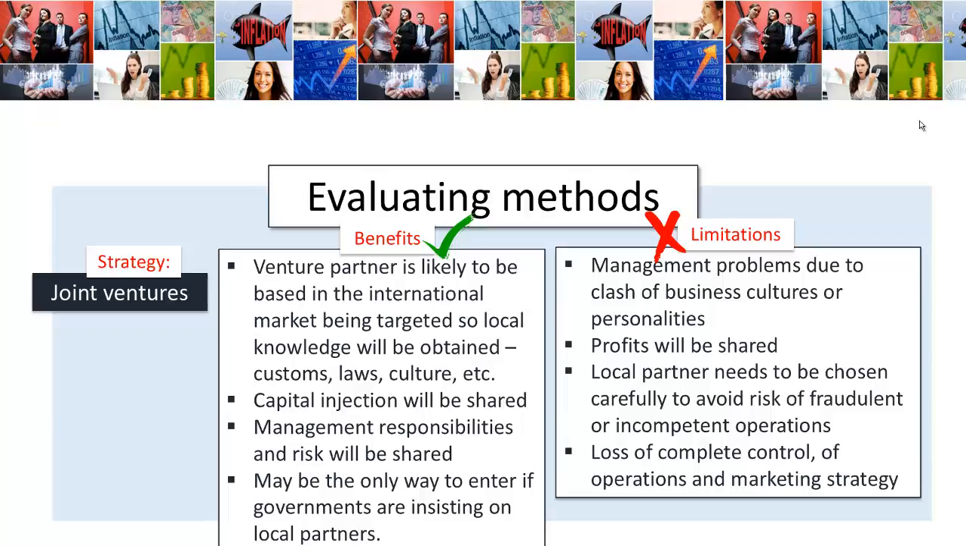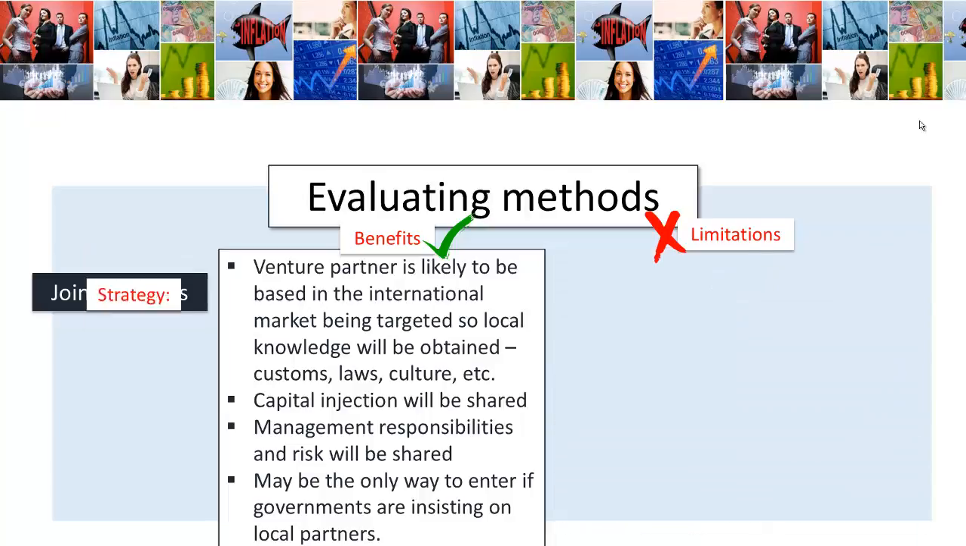Limitations, management problems due to clash of business cultures or personalities. Profits have to be shared. Local partners need to be chosen carefully to avoid risk of bad partners, fraud, incompetent operations, and loss of complete control of operations and marketing strategies with the joint venture.